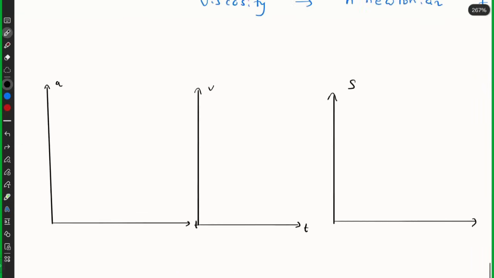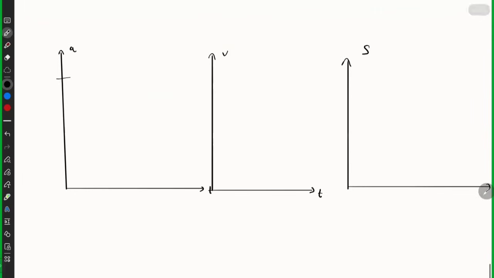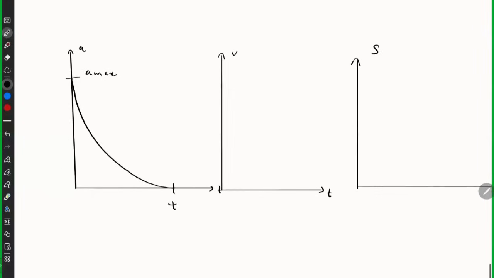Now, the maximum is at the origin and the acceleration decreases, right? So eventually it reaches what? 0, right? This is the terminal velocity at that point. This is the time in which there's a terminal velocity. Is that okay? Did you all get this graph?